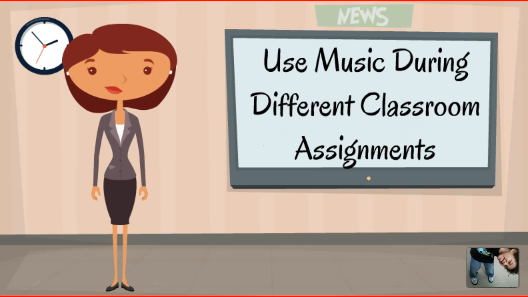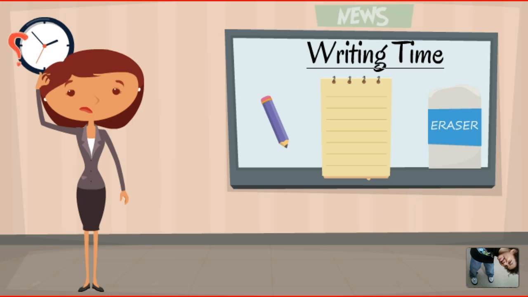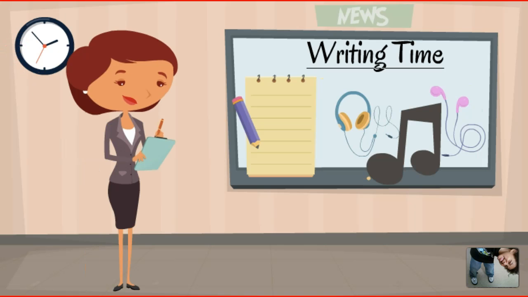They love that. The third way that you can incorporate music in the classroom is to use it during different assignments such as writing time. Come on, we've all experienced writer's block. However, with soft calm music playing in the background, you'll be amazed at the way it ignites the brain and the writing results you'll get.